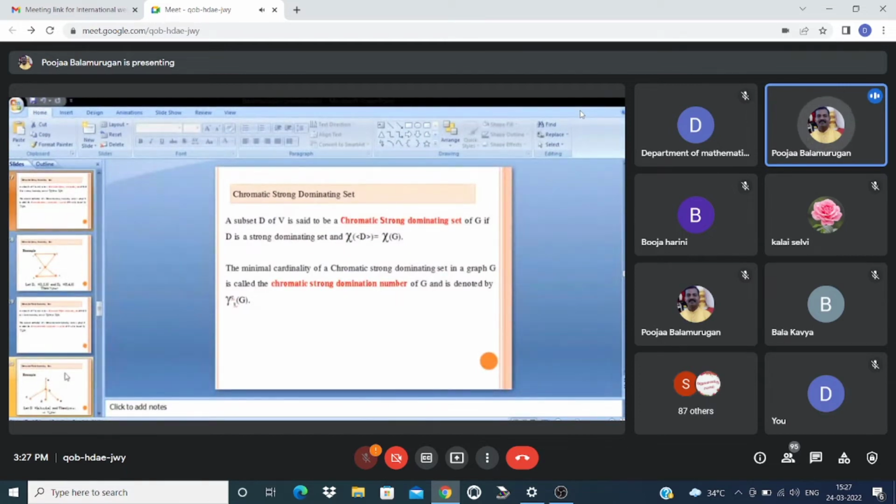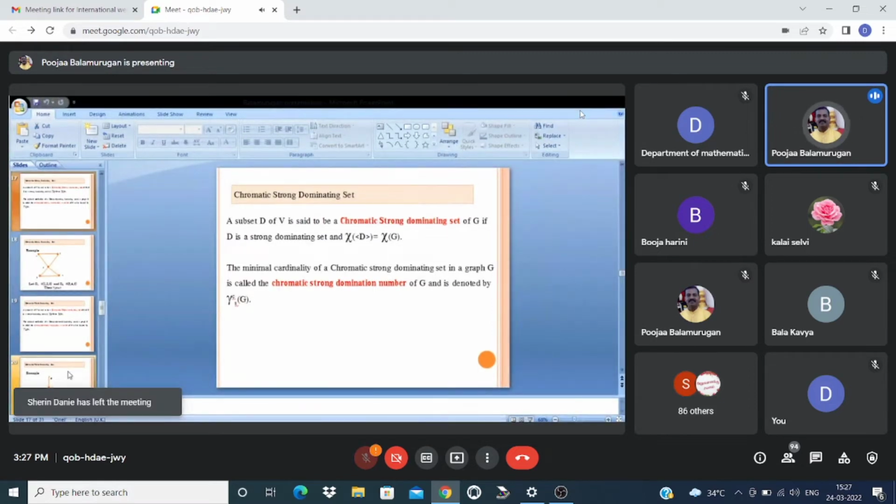Before that, the DOM chromatic set: I have already given you the full definition. A subset D of V is said to be a DOM chromatic set of G if D is a dominating set and chi of induced D equals chi of G. So the DOM chromatic set was introduced by D.N. Janagiraman and Pubala Ranjani, right? The chromatic strong dominating set was introduced by myself and my guru, Dr. V. Swaminathan, right? Okay.